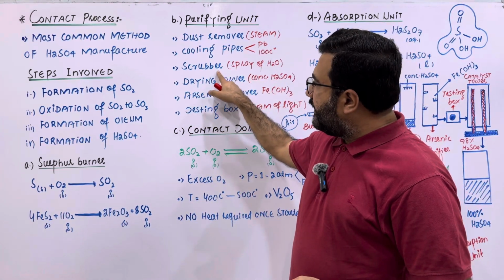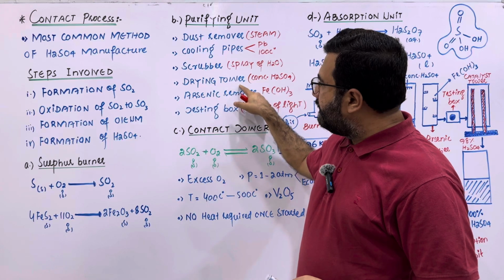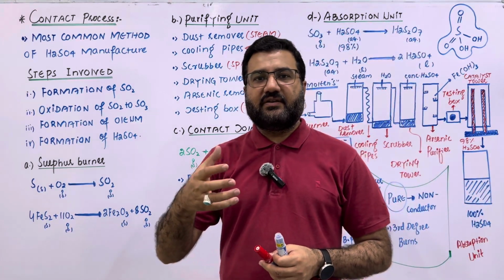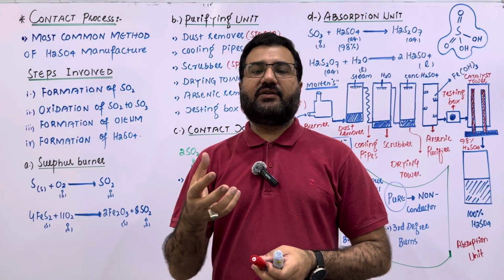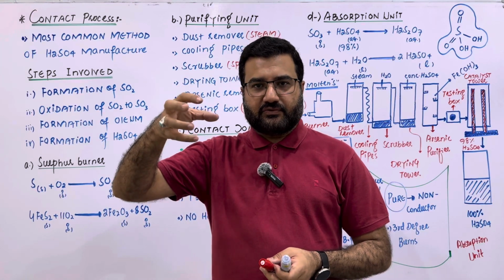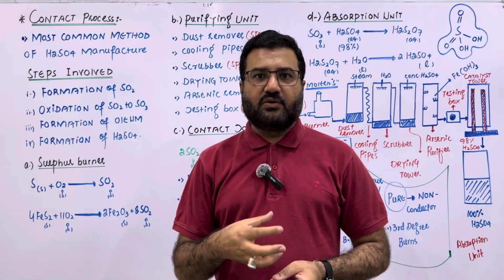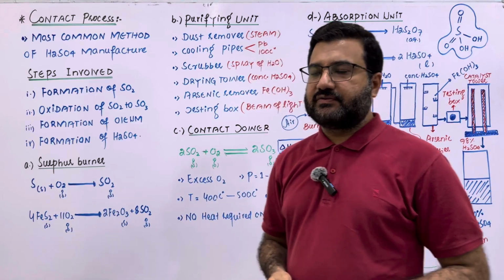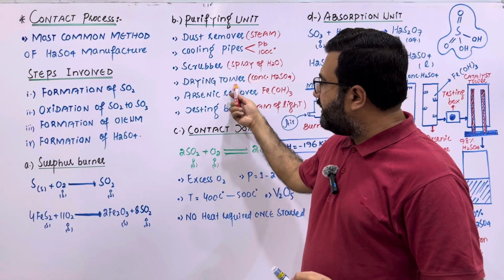Then these wet gases are moved to the drying tower, which is filled with coke. The gases are introduced, and concentrated H2SO4 percolates through that coke and absorbs the moisture out of the gases, and the gases are dried.